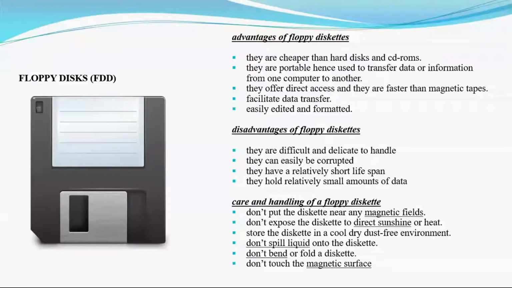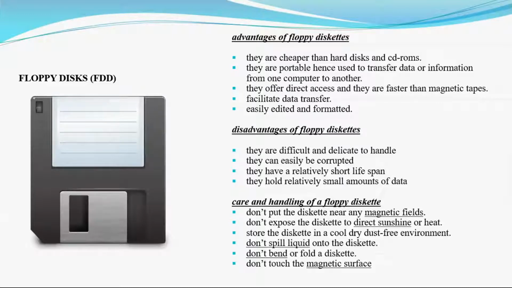Then the second type is what we call the floppy disks. Okay, the floppy disk drive. Now the floppy disk is also another example of the magnetic storage device. Now what are the advantages? They are cheaper than the hard disks and the CD-ROMs. They are portable. They are used to transfer data information from one computer to another. So meaning if you use it today here at home, you can actually move video information and go and share it on another computer, probably at college, okay?